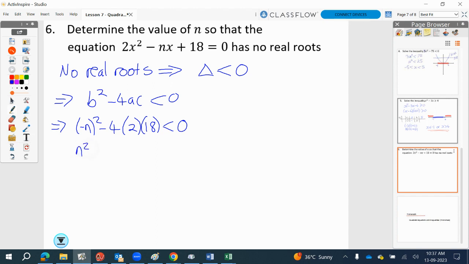So this will give us n squared is less than 144. What's the solution to this inequality? n is more than negative 12 and less than 12. Can you give it as a single inequality? Start by saying that number: negative 12 less than n, less than 12. So that's it. Yep.